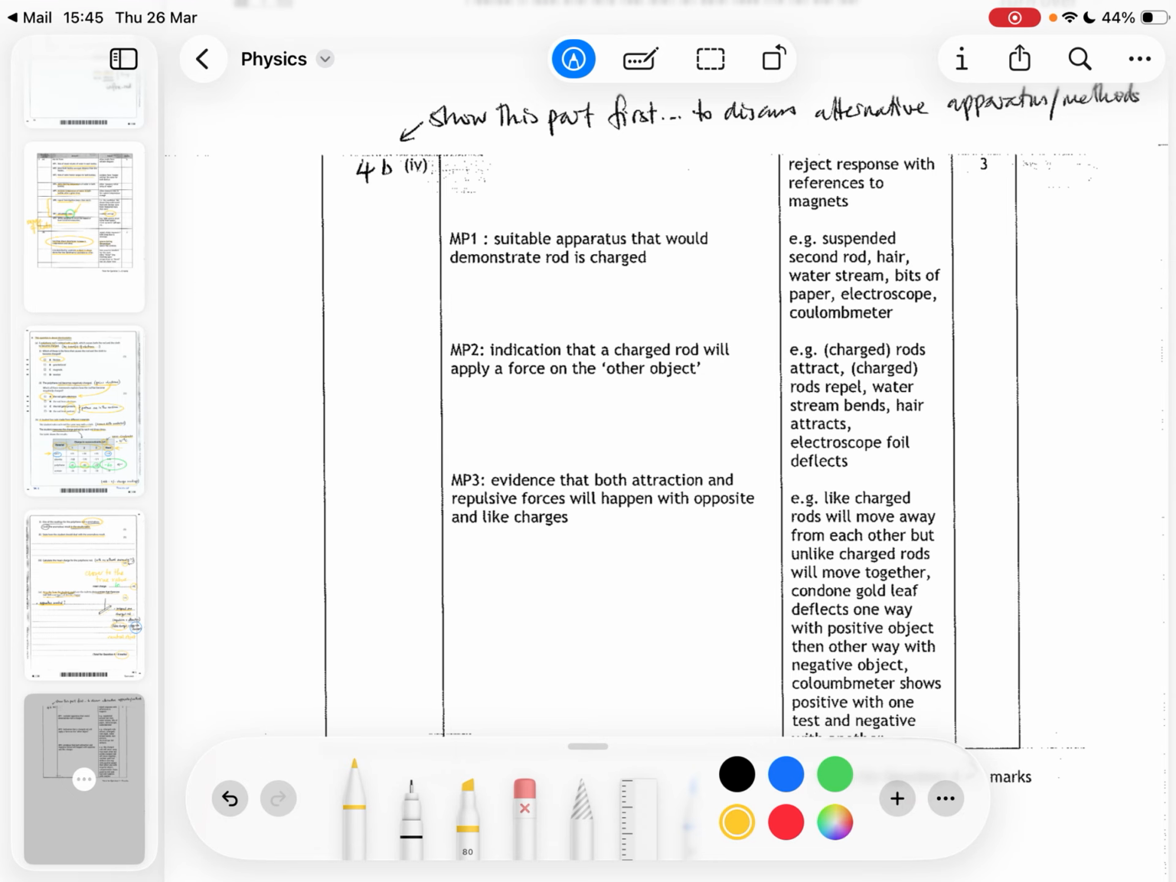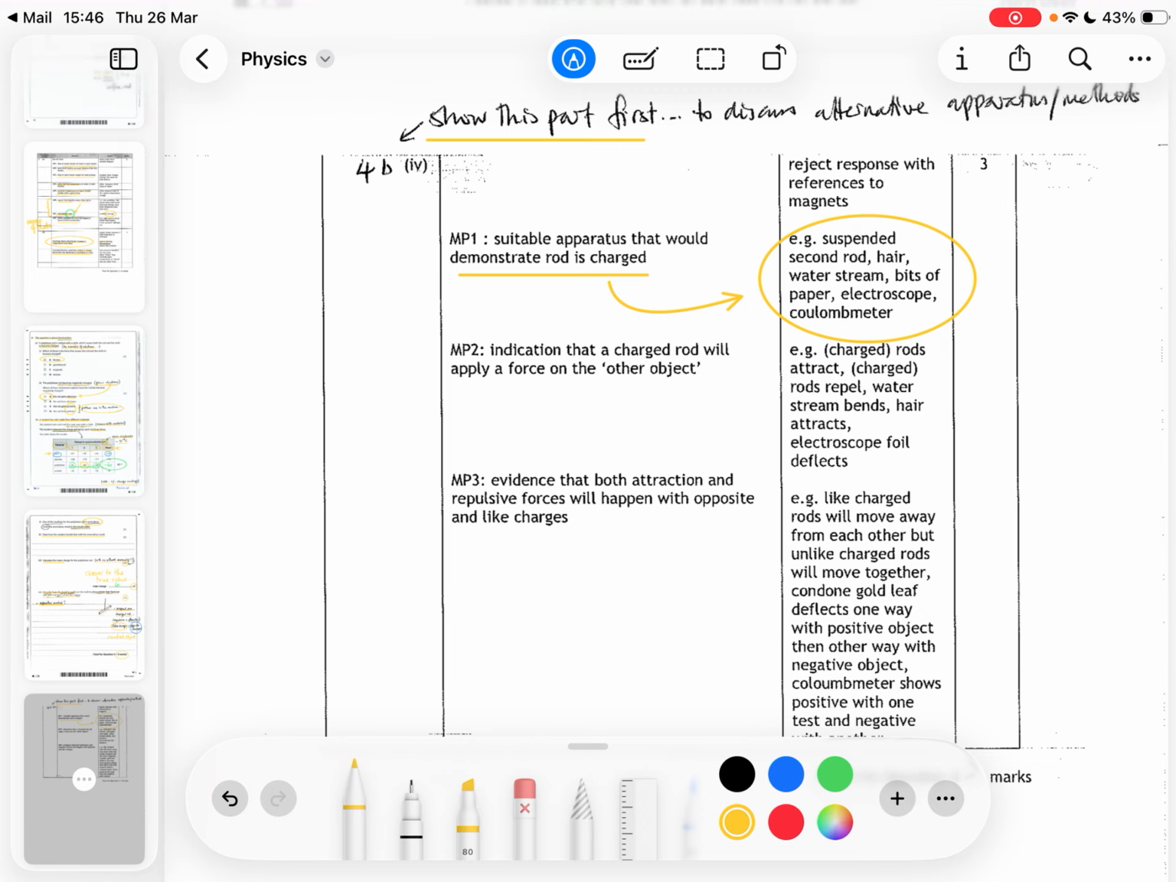So this question, I want to show this part first to discuss alternative apparatus and methods. Suitable apparatus, I think mine was, to show that the rod is charged. You can also use alternative methods as shown here to show that the first rod that you've charged, that you suspended from the ceiling, is charged, because obviously if it's not charged, you haven't rubbed it enough. So the first thing that you should do perhaps is to do that, and I didn't put that in, so maybe I'll lose a mark.